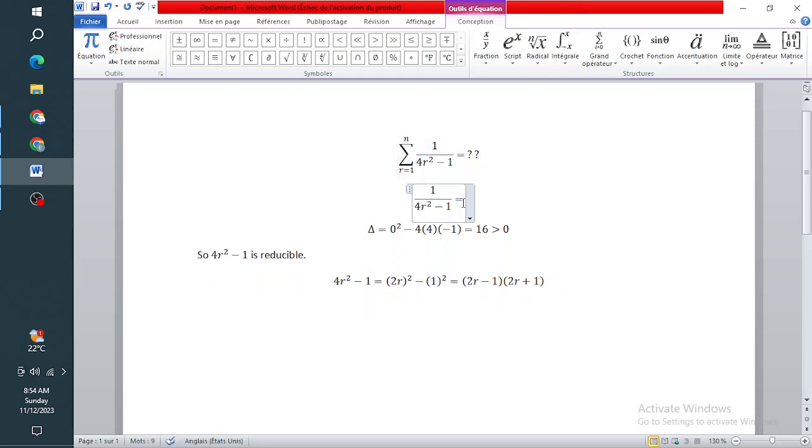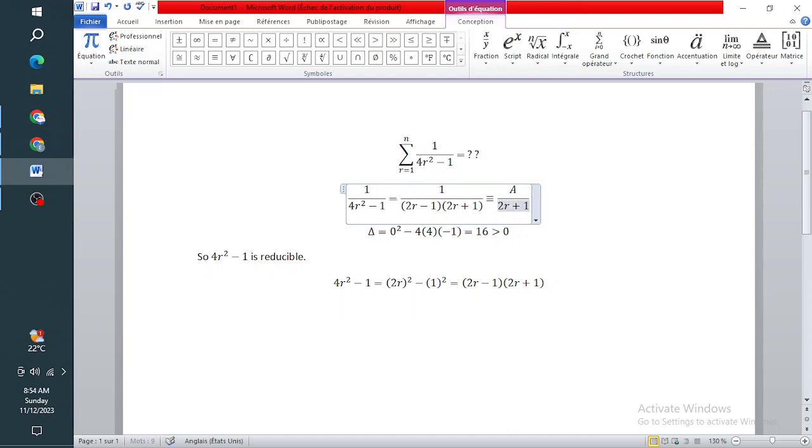So my fraction becomes, now that I've written 4r squared minus 1 as a product of its two linear factors, and since I have linear factors in the denominator, the partial fraction form will simply be A on (2r minus 1) plus B on (2r plus 1). So we need to find the constants A and B.